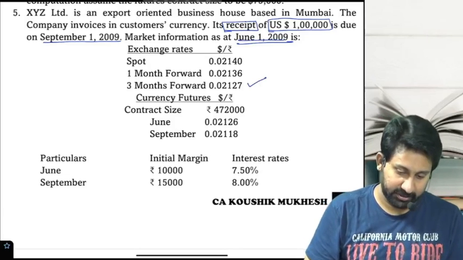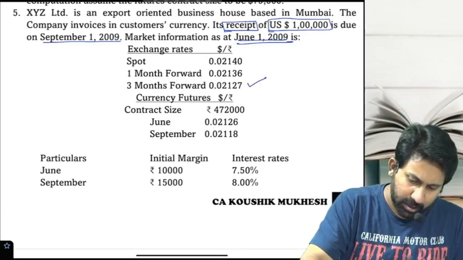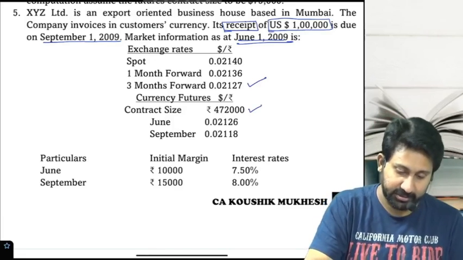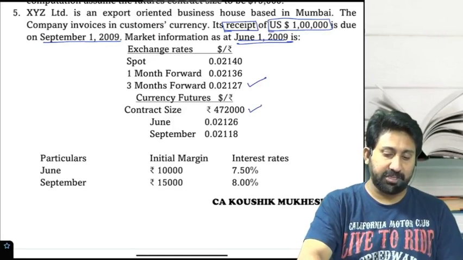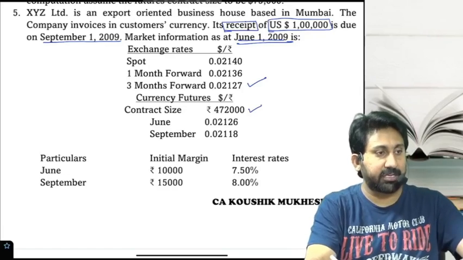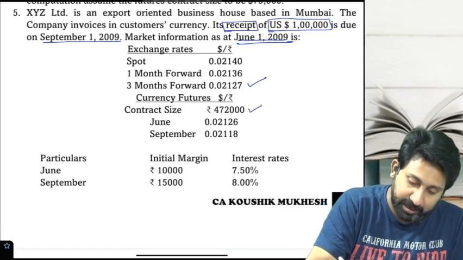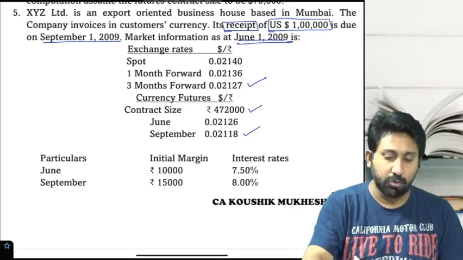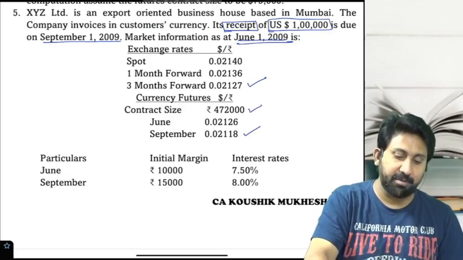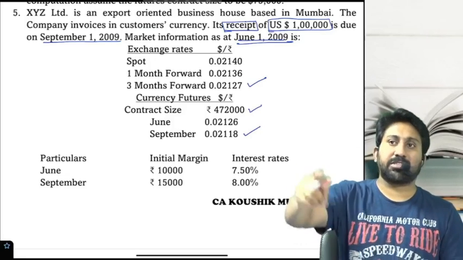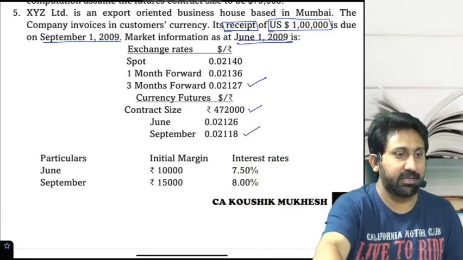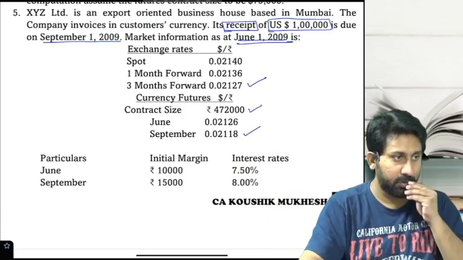Next, currency future size we require because of the standardized lot size. Next, you require June currency futures or September currency futures. We require expiry date. What expiry? September it should expire. So this is relevant. June means June expiry, September means September expiry. That value is available today at 0.02118. That's the meaning.